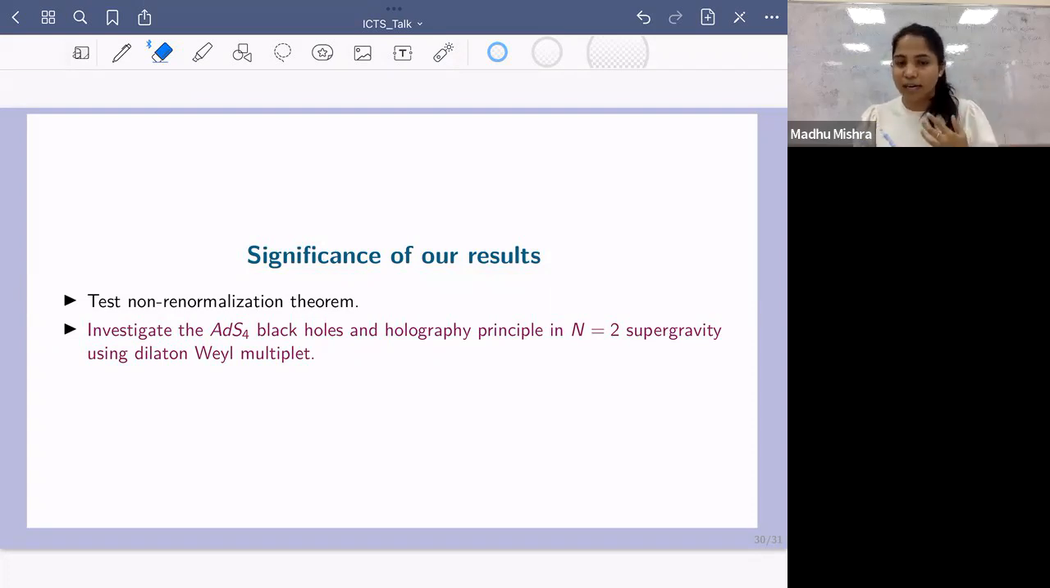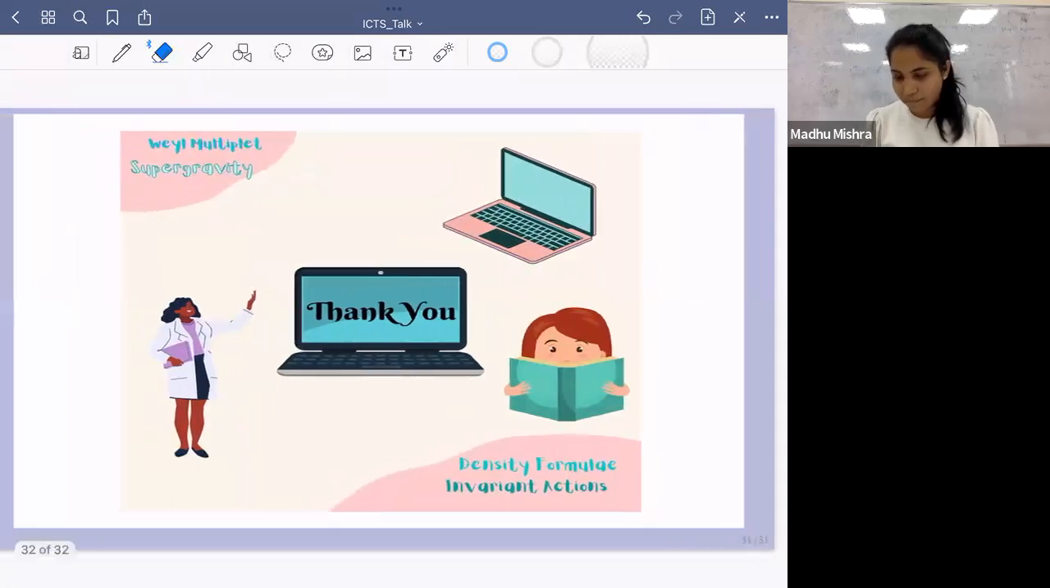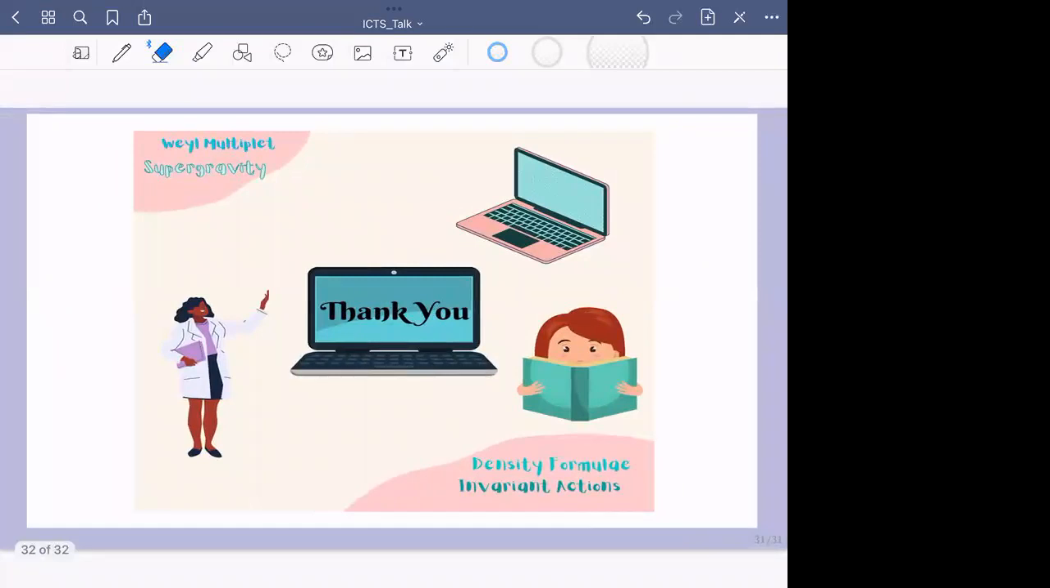It was tested that they do not contribute to BPS entropy, but they are only contributing to non-BPS entropy. So that was the test that was done for that invariant, and we want to do a similar test for this invariant as well. And we also want to use the dilaton-Weyl multiplet to investigate AdS black holes and the holographic principle in N equals 2 supergravity. Thank you. Yeah, I can take questions now, if there are any questions.